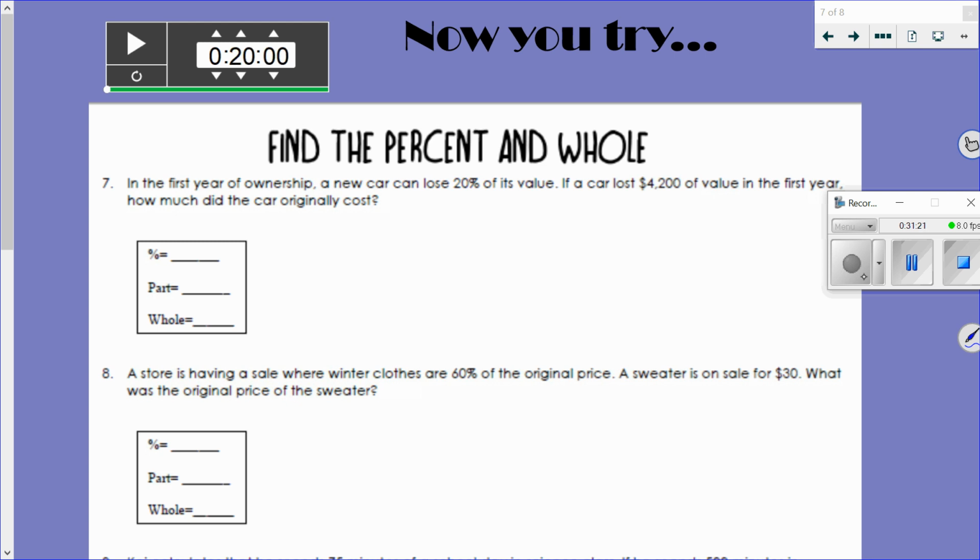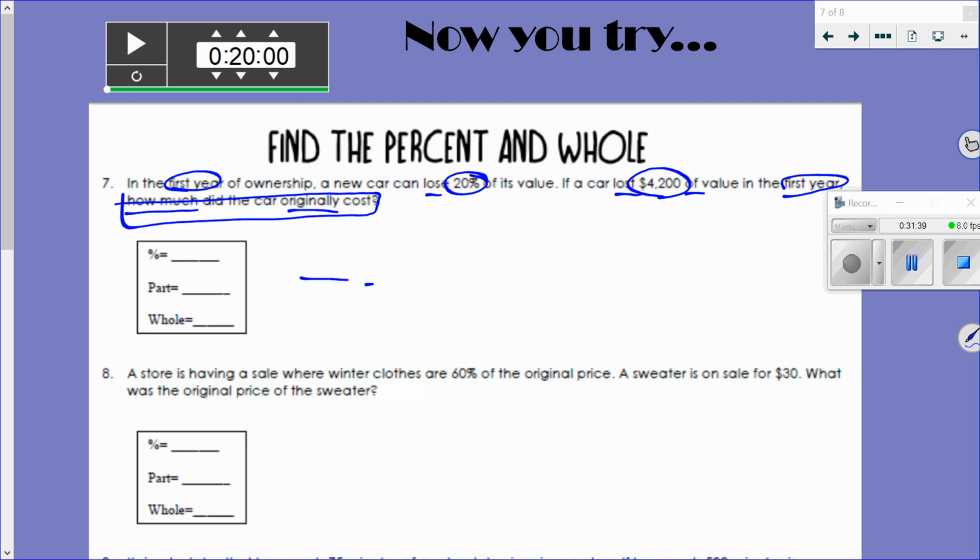Our first one: in the first year of ownership, a new car can lose 20% of its value. The car lost $4,200 of value in the first year. How much did the car originally cost? There's our question. So again, we're going to set up our framework just like we have been all day. Do I know our percent? Yes, 20. Do you see the word of? I see it twice. Of ownership, of value. So do we know the value of the car? No. So what goes under the of? X. What's left? 4,200.